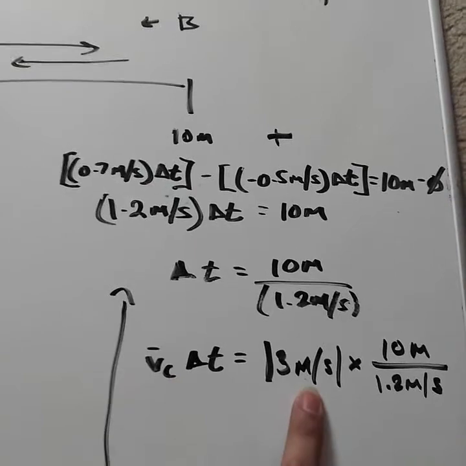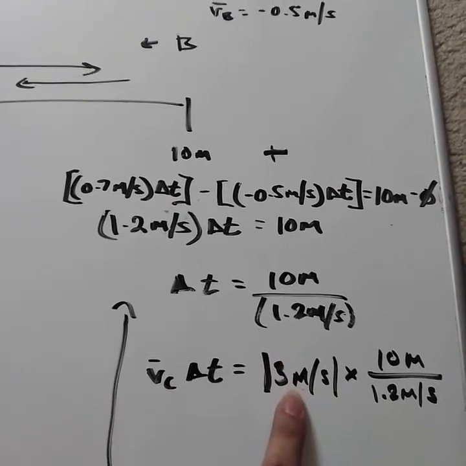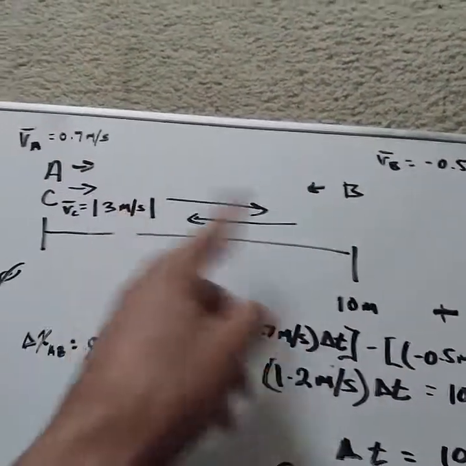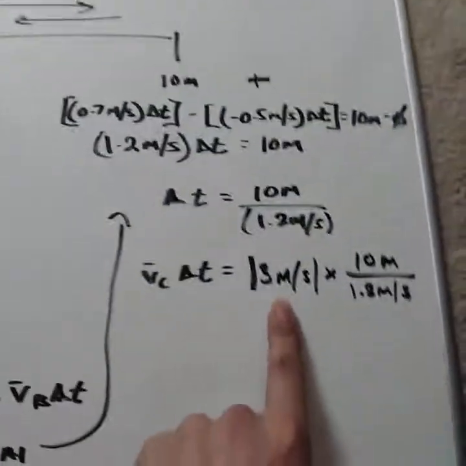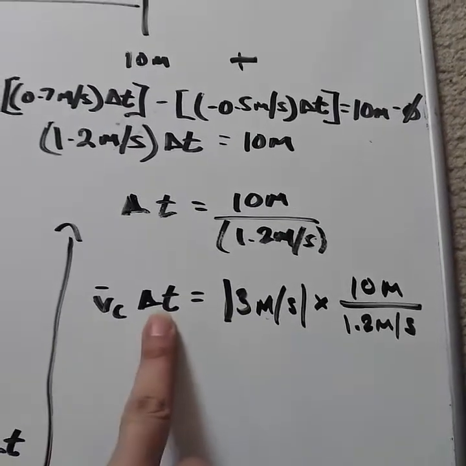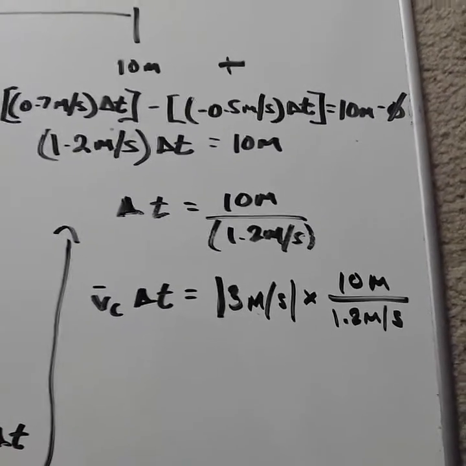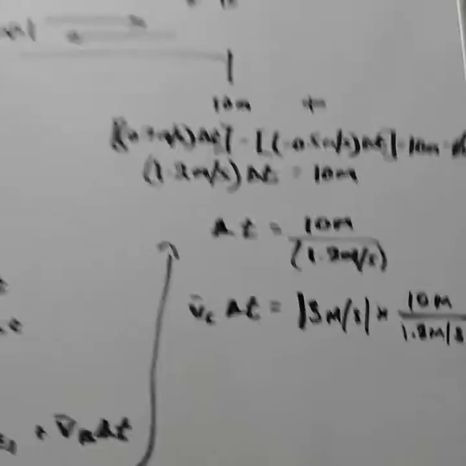Okay, so now we want to know the distance that object C traveled. Well, we take the magnitude of 3 meters per second, which is always going to be positive 3, okay? That's basically saying that its speed is constant, 3 meters per second, throughout this duration. So this is our ending equation, which gives us velocity times time is equal to a distance, which is what we wanted to solve for. Now you can use a calculator and calculate that. That'll be up to you. So yeah, that's how you solve that.